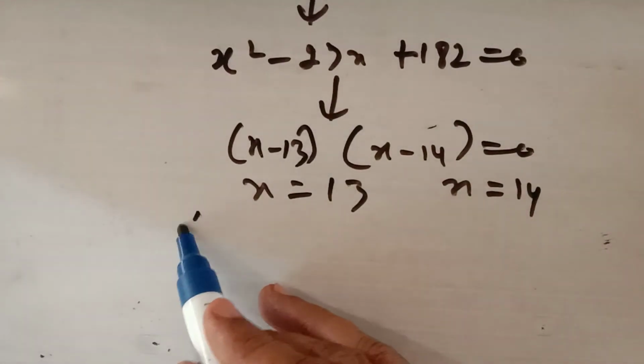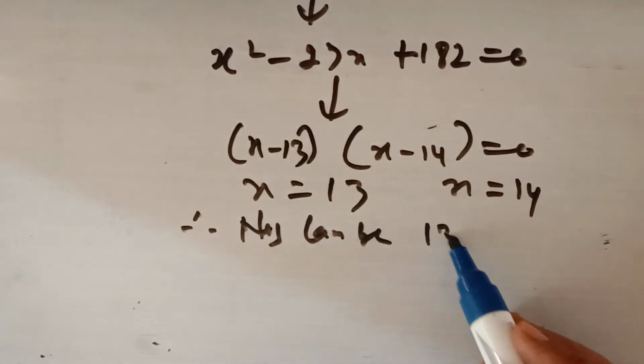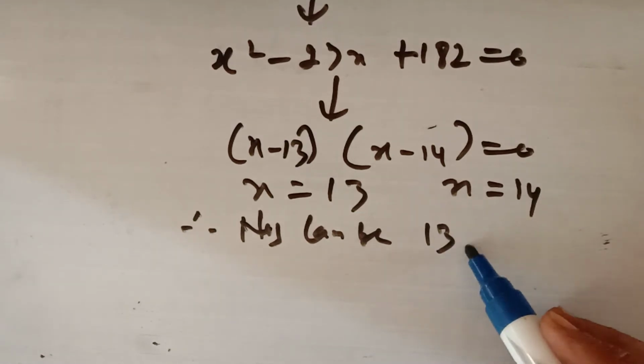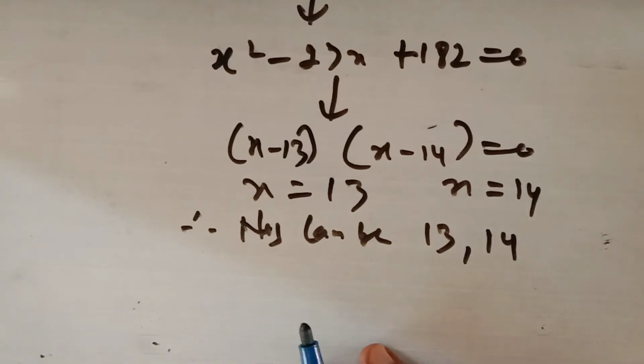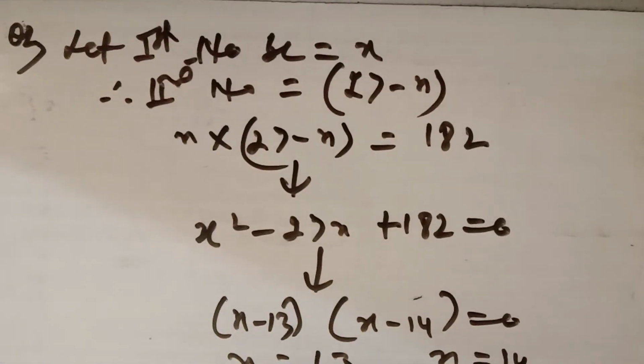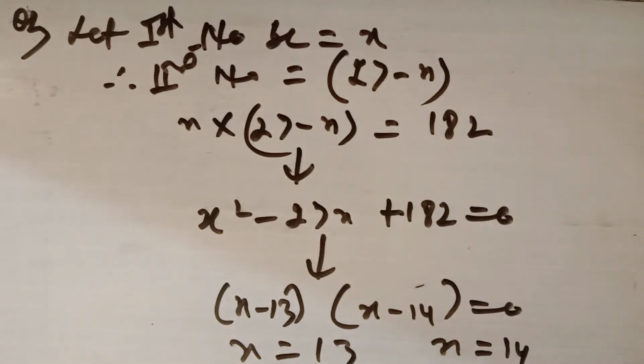Therefore the numbers can be 13, 14, satisfying the given condition. The sum of two numbers is given 27, so the first number is X, the next will be 27 minus X, and their product is given.